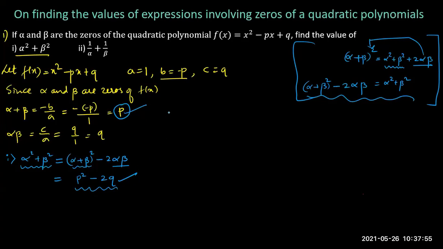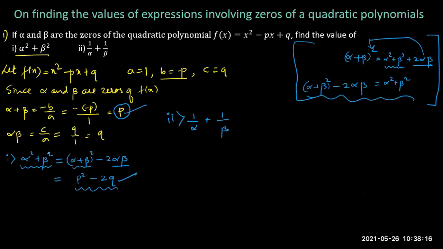Then the second one is 1 by alpha plus 1 by beta. So what is the question here? We don't know the alpha value and beta value. We know alpha plus beta and alpha into beta. So using that only we are finding it.